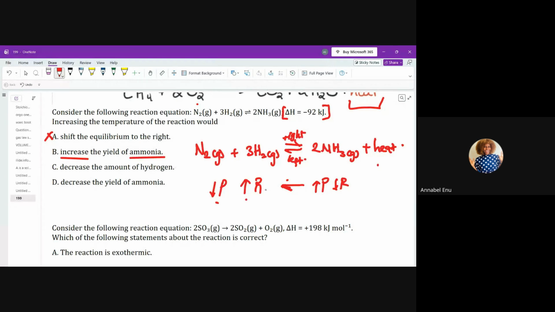Let's say in the left reaction, it means more of the reactant, not less. Hydrogen is a reactant, so it's not going to decrease but increase the amount of reactant, which is hydrogen. It can be hydrogen or nitrogen. Now D says it decreased the yield of ammonia, which is true because in the backward reaction we have less of product.